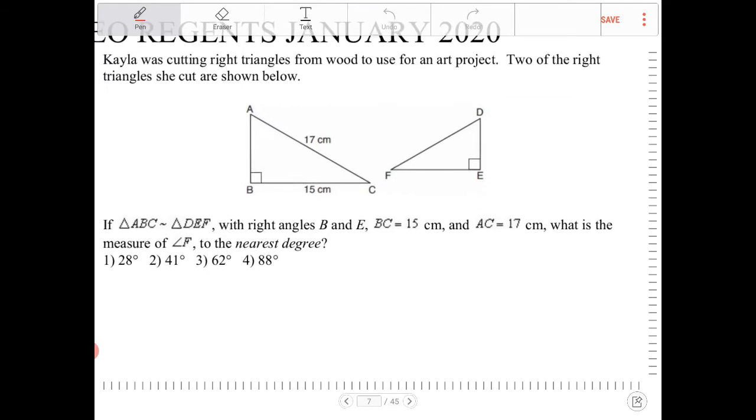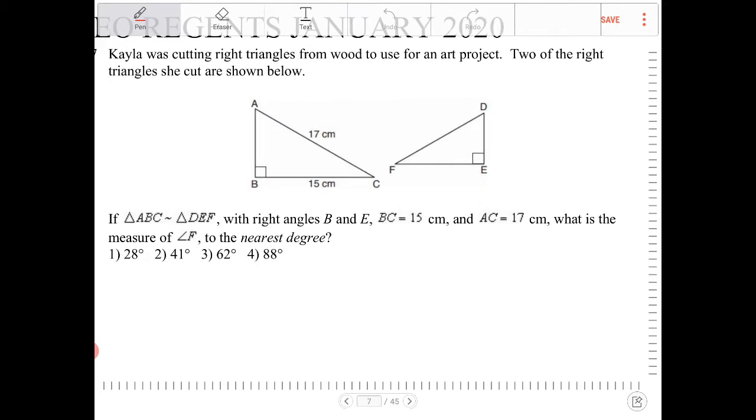Okay, so these two triangles are similar. They're telling you that right off the bat there. And if they are similar, then what has to be true is corresponding angles must be the same. So angle A must be congruent to angle D, angle B must be congruent to angle E, and angle C must be congruent to angle F.